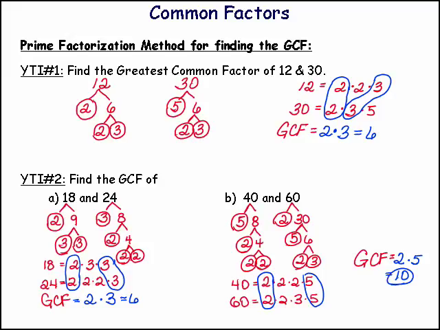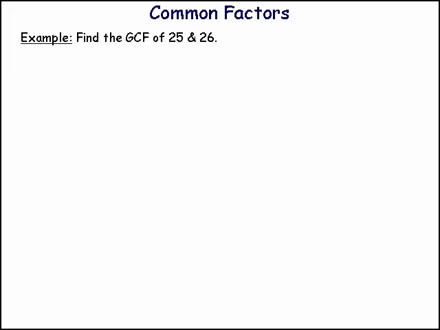Okay, so let's go on to the next example. Find the GCF of 25 and 26. Okay, 25. What two numbers multiply together to give you 25? Well, 5 and 5. It's the only way to go. There are no choices in this case. So 25 is equal to 5 multiplied by 5. Okay, so how about 26? Well, this is 2 multiplied by 13. So write that down. 26 is equal to 2 multiplied by 13.